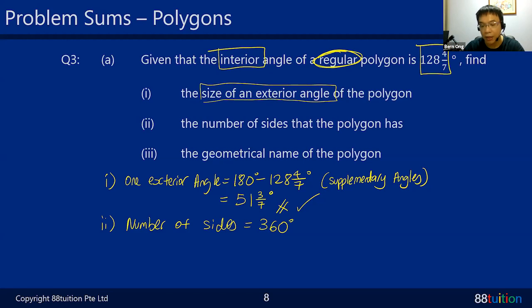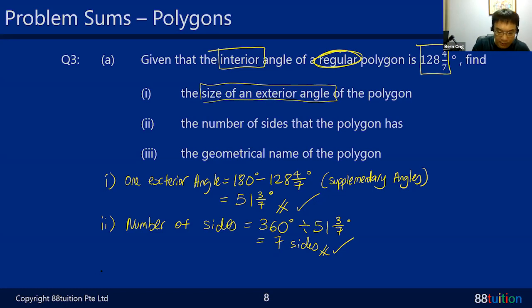If one of them is 51 and 3/7, how many 51 and 3/7 are there in 360? So you divide. Because for all the exterior angles, whatever the shape, my BFF says it is 360. So you press your calculator: 360 divided by 51 and 3/7. Your answer will be 7. Such a beautiful number. 7 sides. So 7 sides, 7 interior angles, 7 exterior angles.